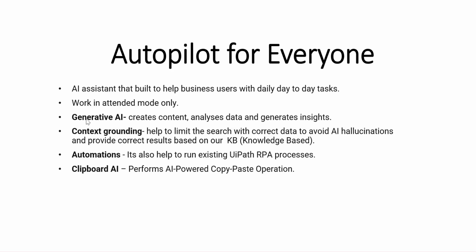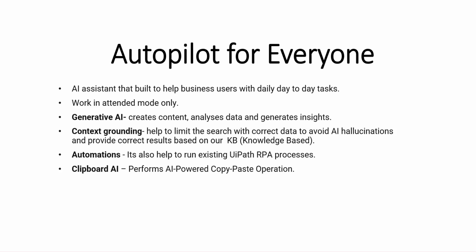So if you see at the bottom, what features or capabilities this autopilot for everyone has. The first one is generative AI. This autopilot for everyone has the capability to create any content, draft any mail, analyze the data, and it also generates insights based on the data, right? And they also have the feature of context grounding.